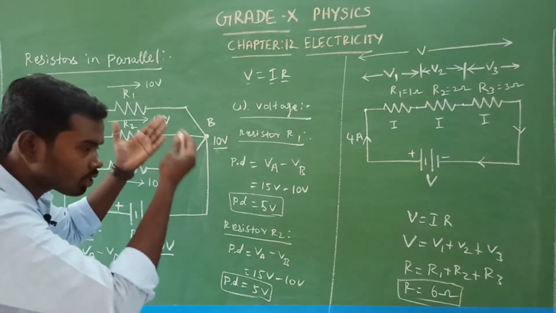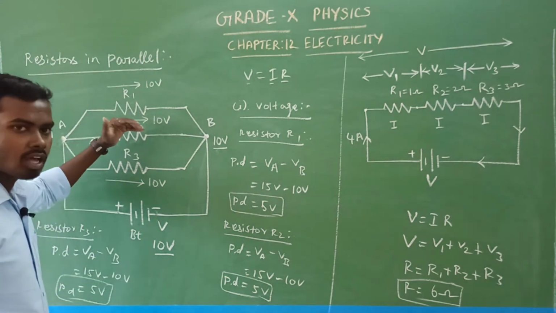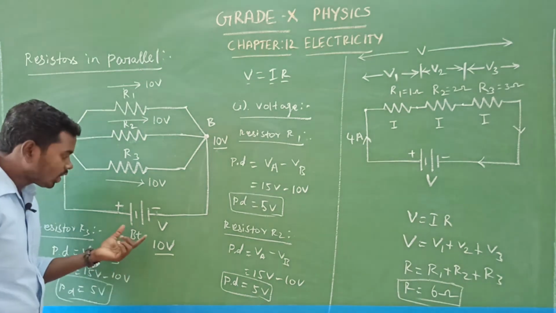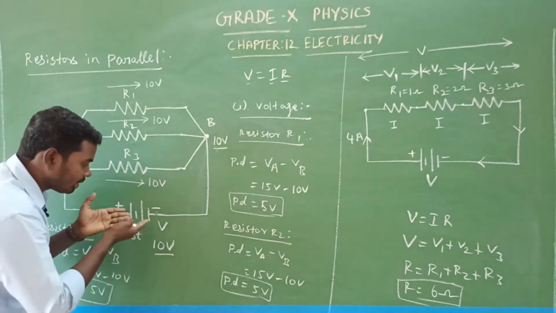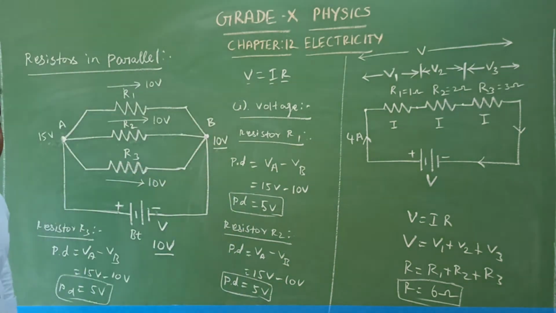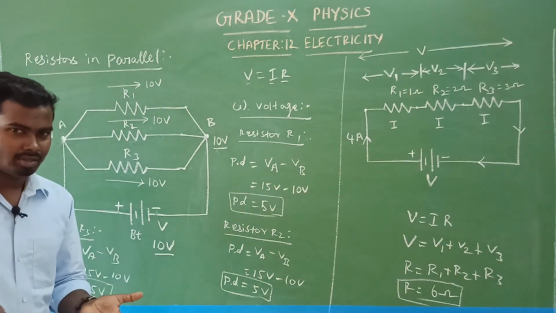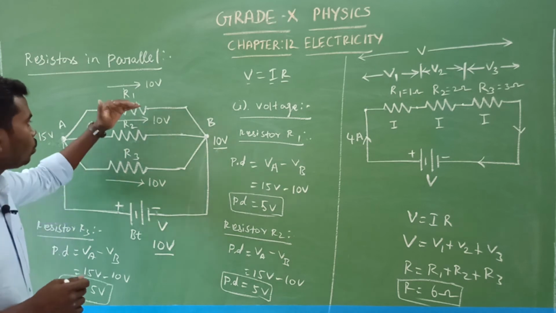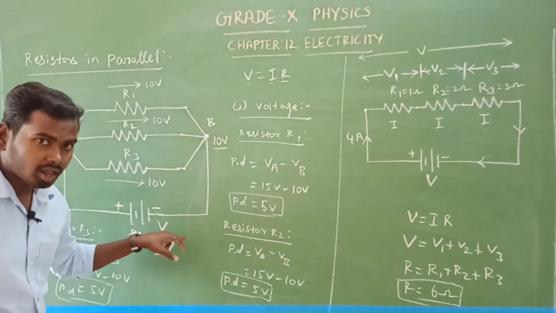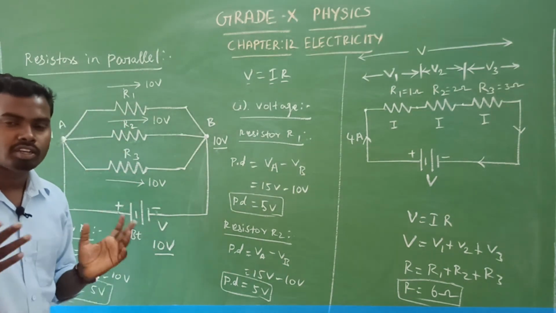So look at here. This is a proof. Here each resistor will have the same amount of potential difference, equal to the potential difference supplied by the battery. Is it clear, students? Very easy one. So what is the conclusion, sir? When two or more resistors are connected in parallel, across each resistor the same amount of potential difference will be there.